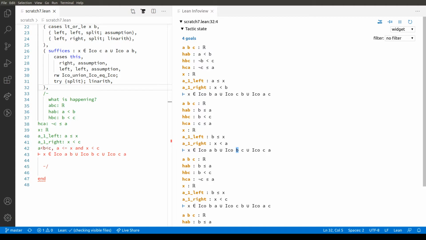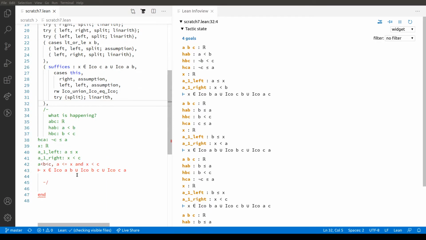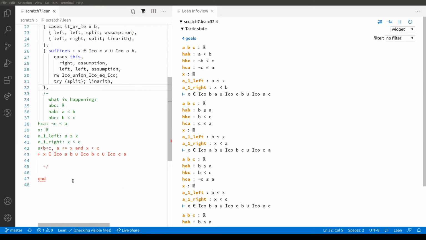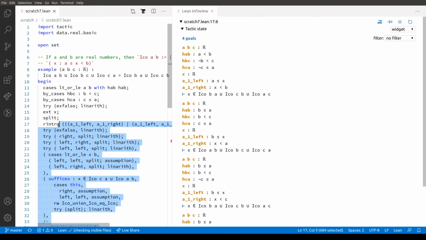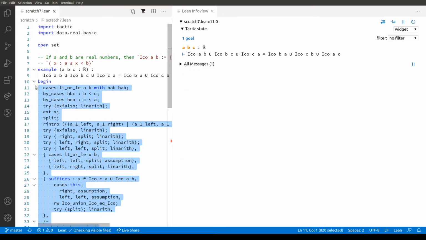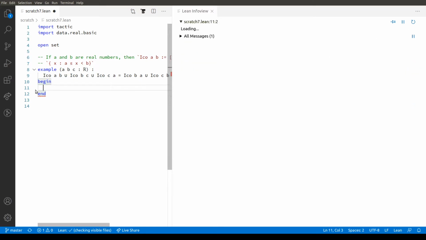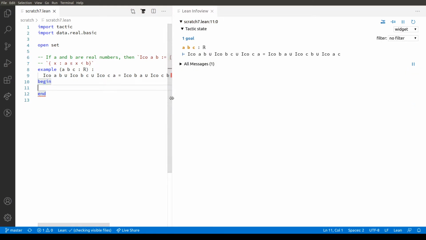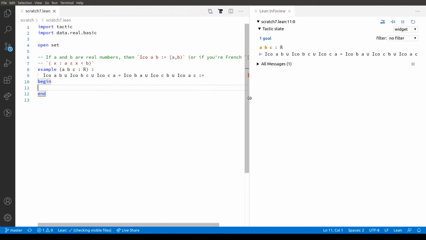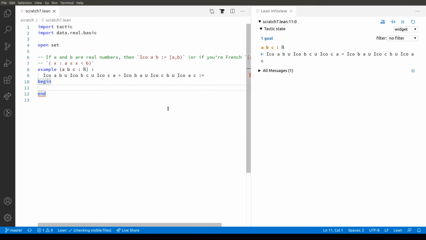So this question came up on the chat, and people started asking whether there were better ways. And so now I'm going to show you some better ways to do this. Let's get rid of this. So the idea is we want to use automation. And so we're going to try ext. First, we'll try ext.